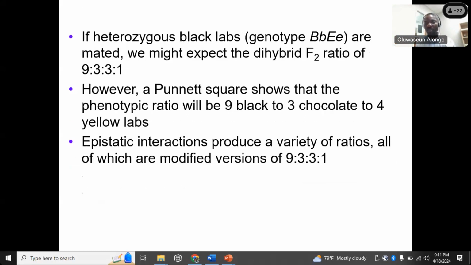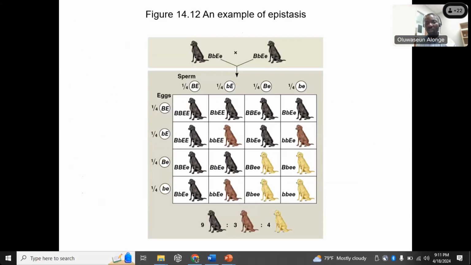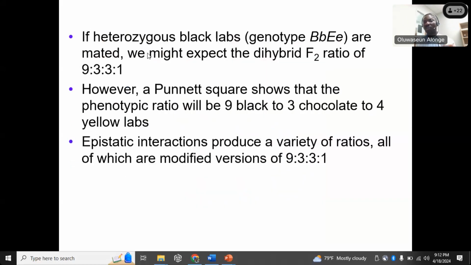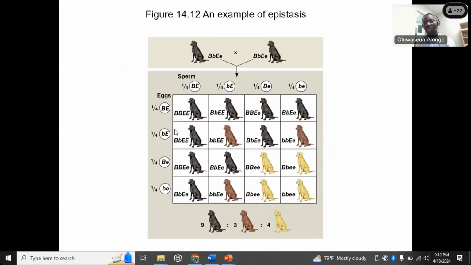So look at it here. All right, this is what we are talking about. If heterozygous black genotype BbEe are mated, we might expect that ratio. So that's what you see here. Epistatic interactions produce a variety of ratios, all of which are modified versions of this. So that's what you see here.